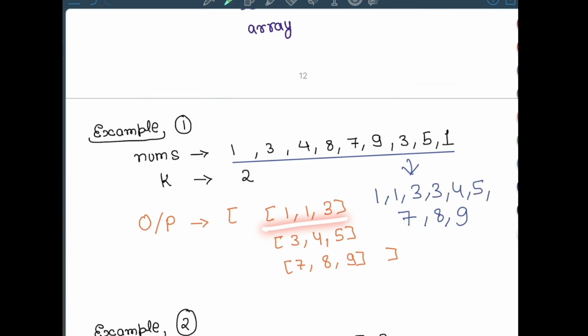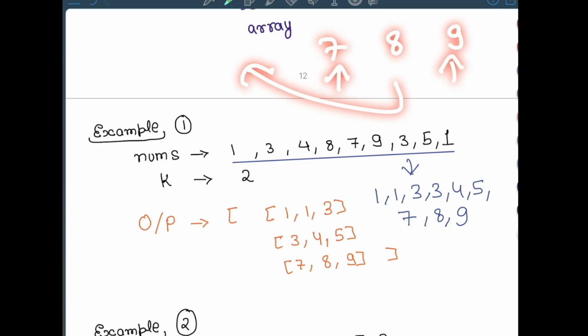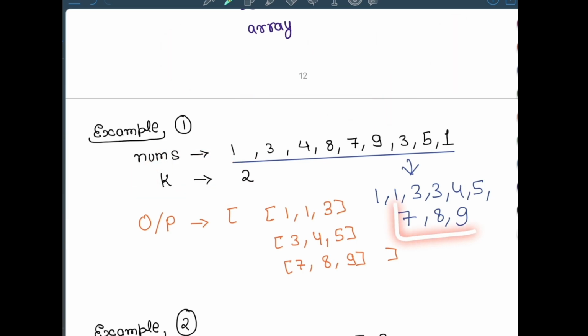We found our first triplet, the second triplet, and then we can say the last 3 elements in the array is 7, 8, 9. Then what I can say, 7, 8, 9, this is highest, this is lowest. Their difference is going to be equal to 2. 9 minus 7 is 2, which is within the range. So I would say this particular triplet is fine.